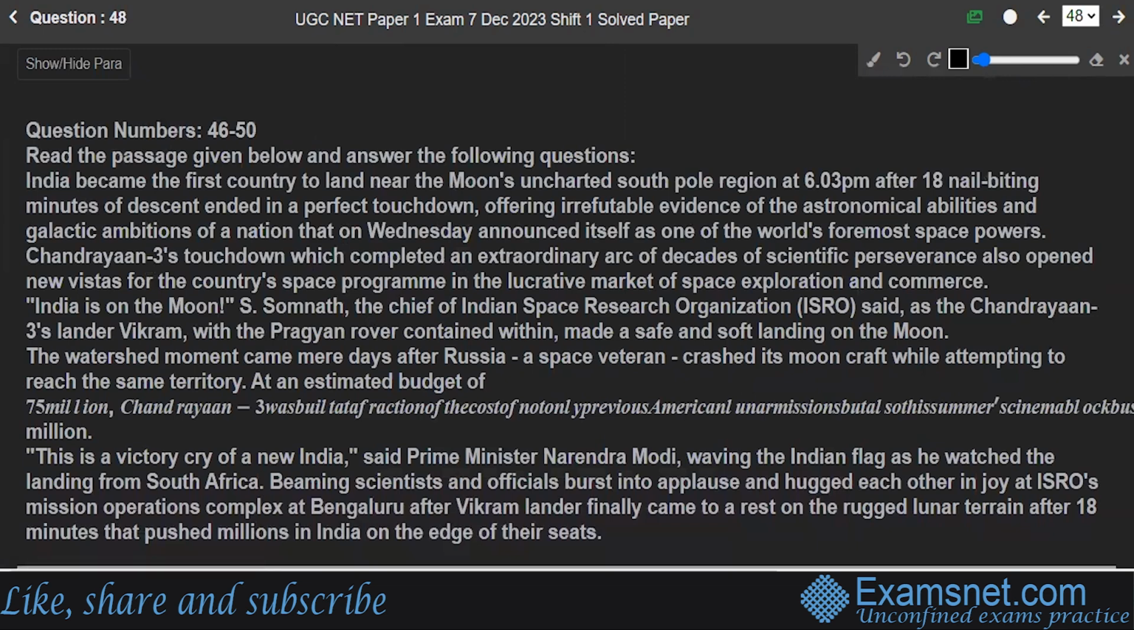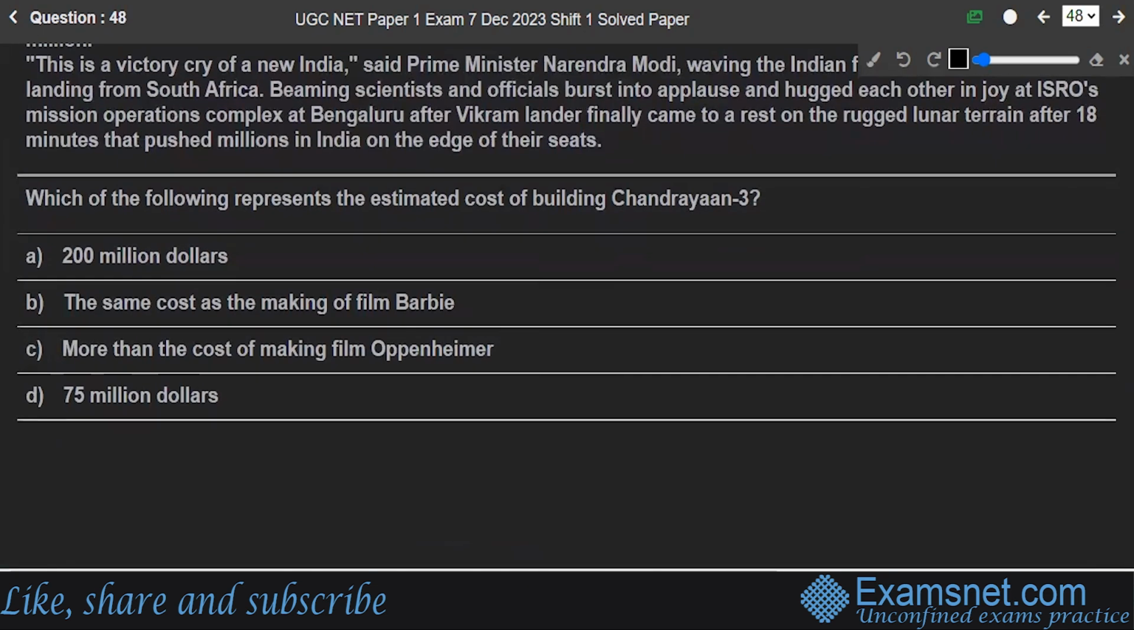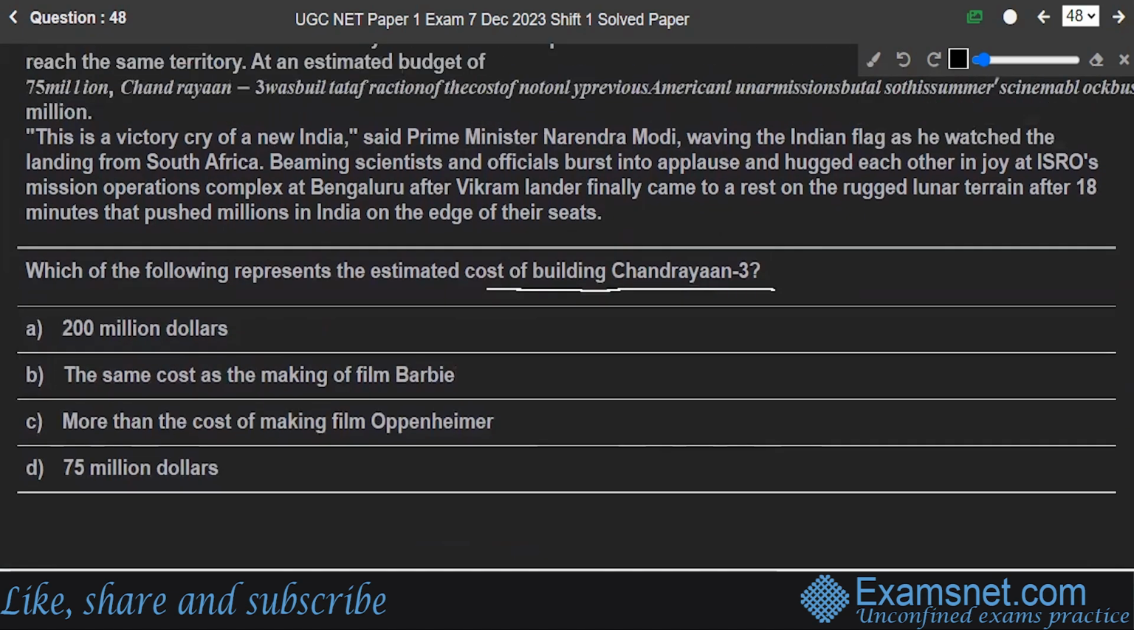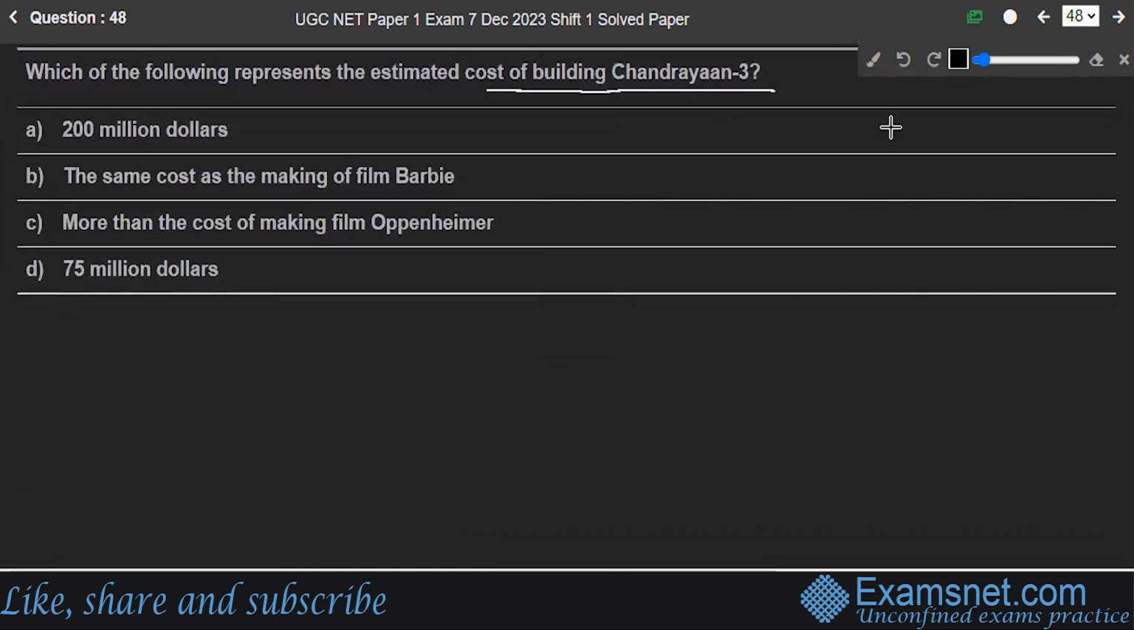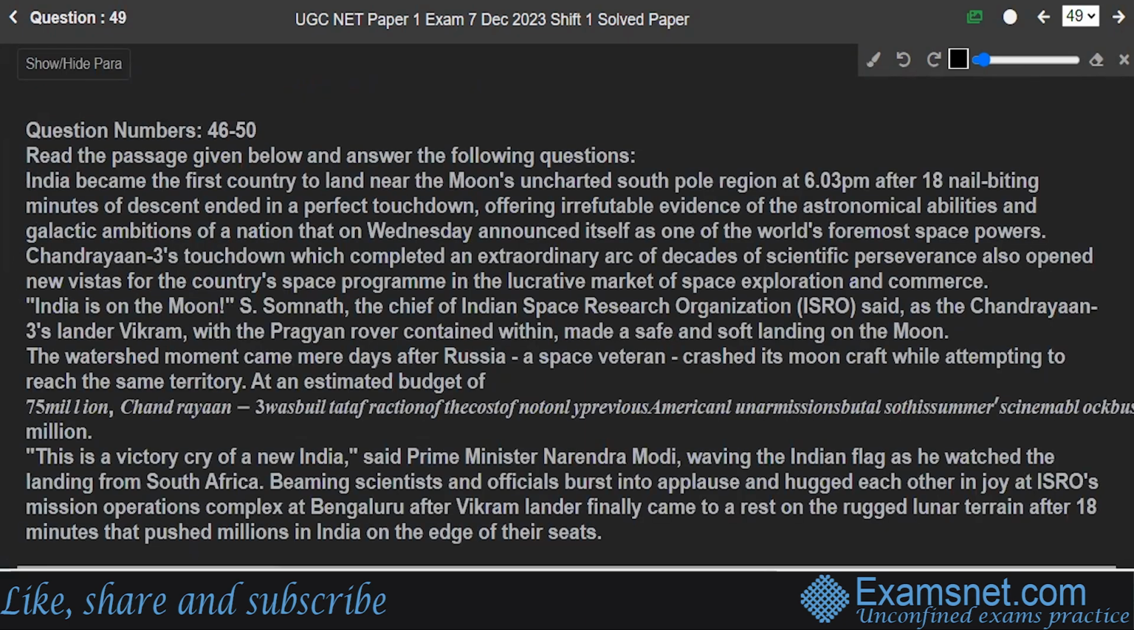Next is the 48th question. Now, the 48th question says, which of the following represents the estimated cost of building Chandrayaan 3? It is already told over here, an estimated budget of 75 million, Chandrayaan 3 was built on. So this is $75 million, option D. These types of questions are really fast to go, and these 5 questions are a bonus for you. 49th question, the next one.